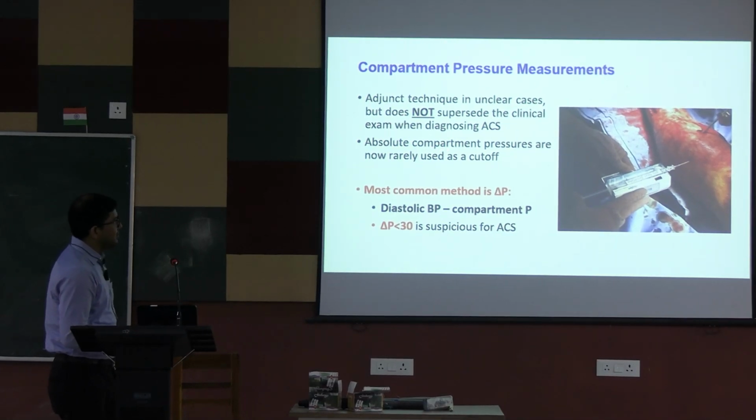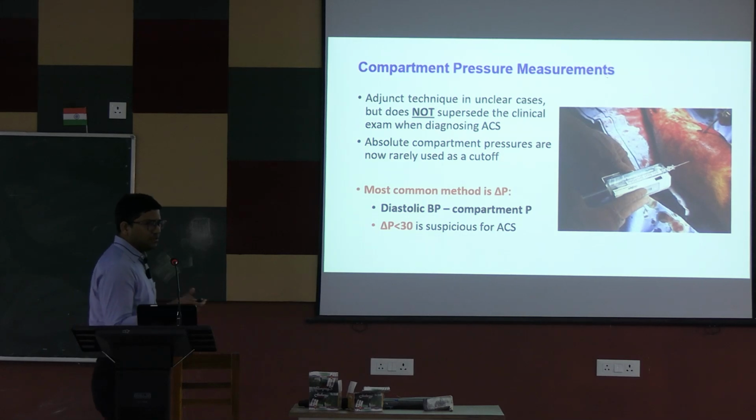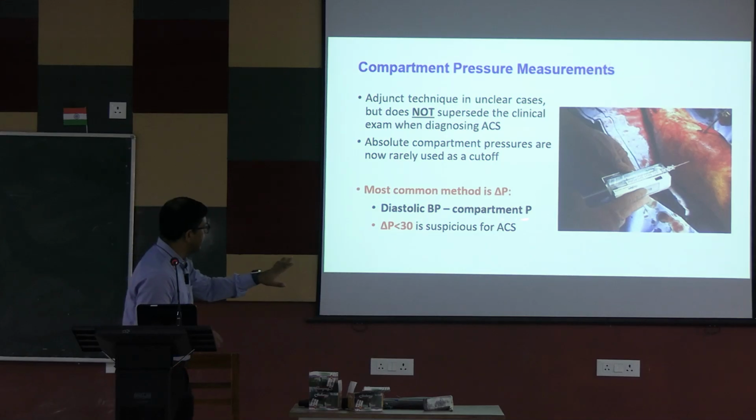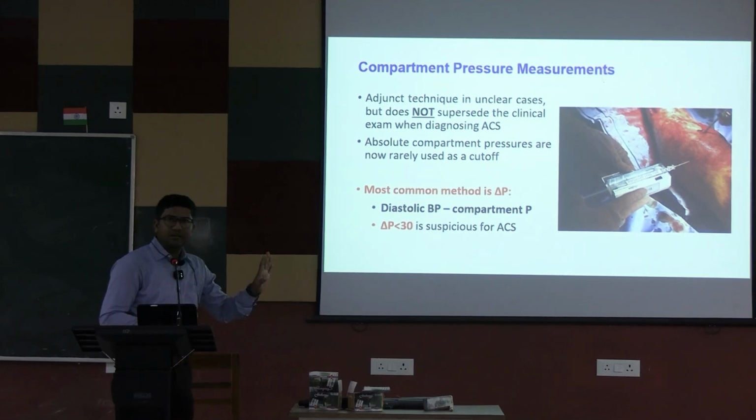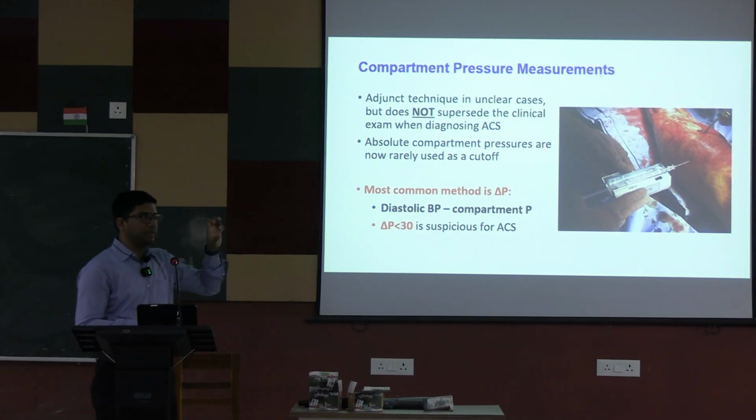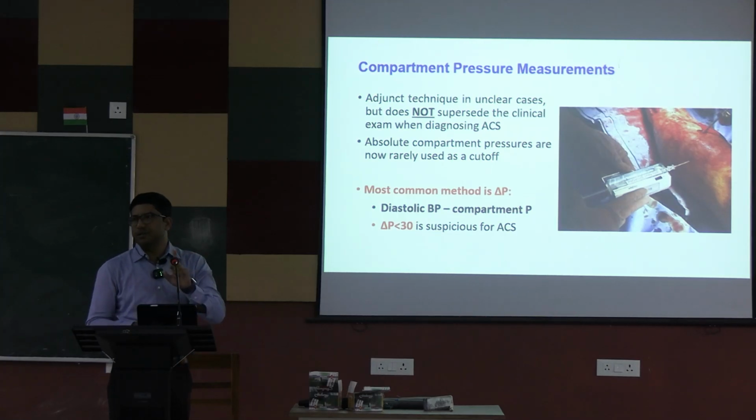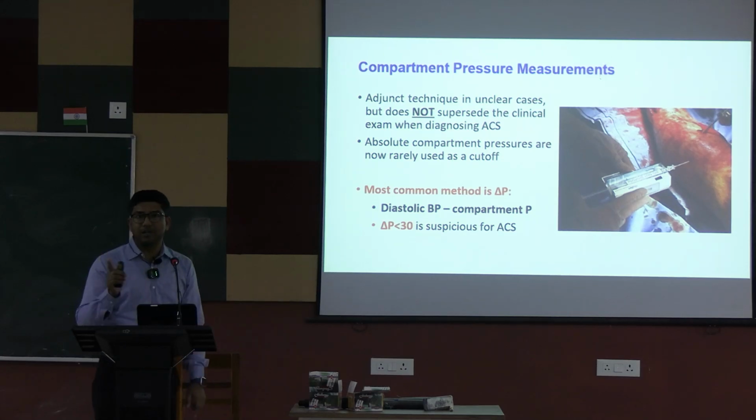There are different devices that can measure the compartment pressure. It is not a static measurement. Most commonly we measure the patient's diastolic blood pressure and the compartment pressure. If the difference is less than 30 millimeters of mercury, we can suspect compartment syndrome. But again, this measurement is only an adjunct. If you suspect a compartment syndrome, that means it is a compartment syndrome and you have to intervene, because you have to save the limb.